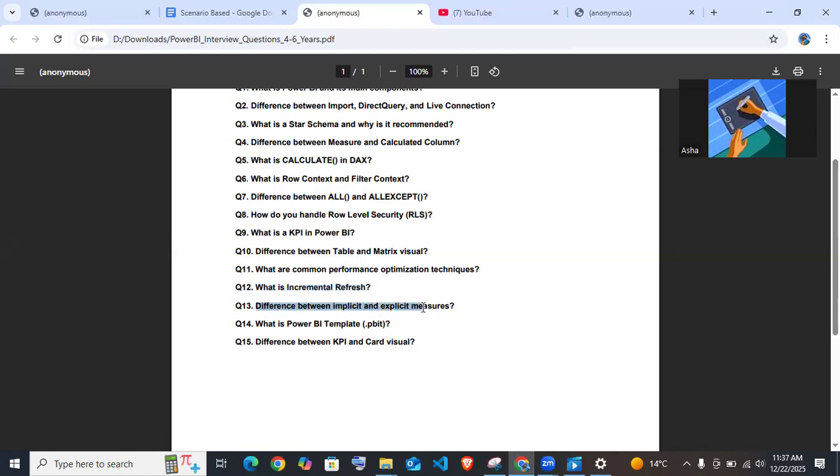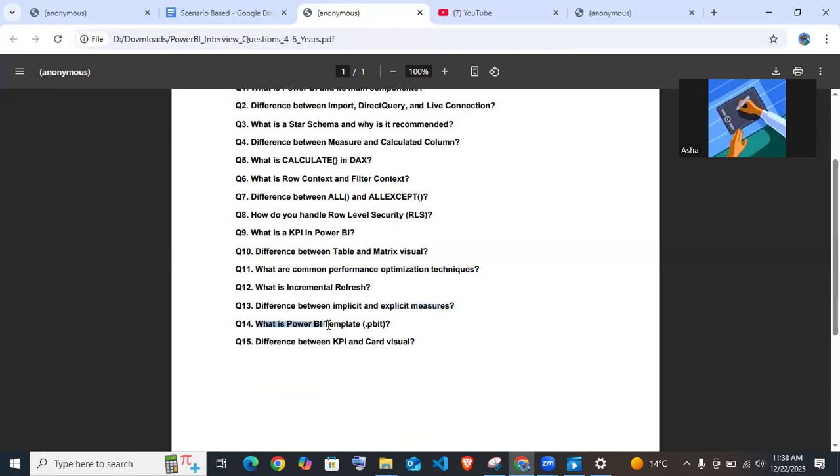The difference between implicit and explicit measure. Implicit measures are auto-created, with limited control, and not reusable. Explicit measures are developer created, meaning we create them with the help of DAX, with full DAX control, and they are reusable and recommended.